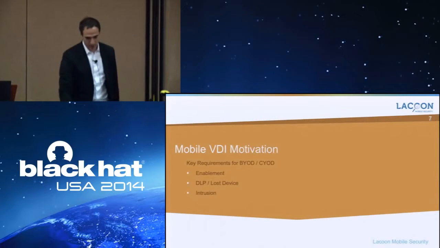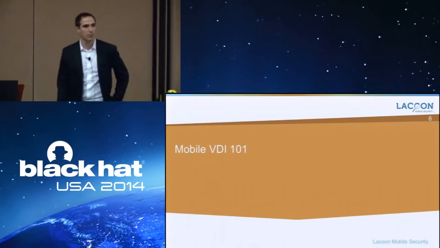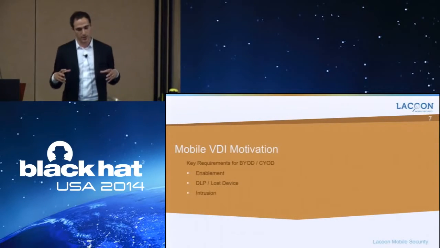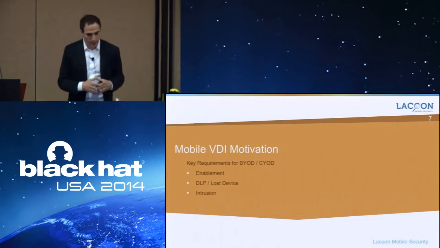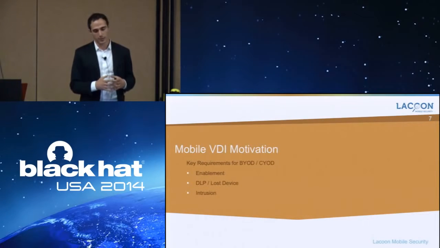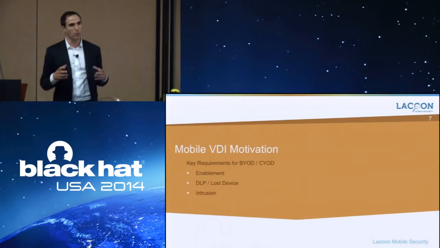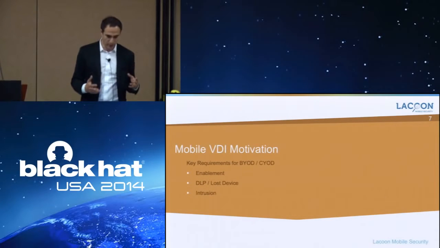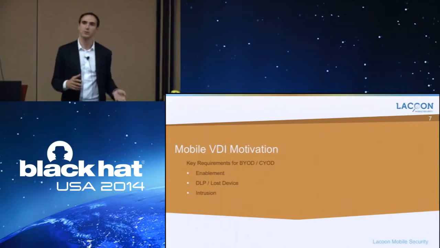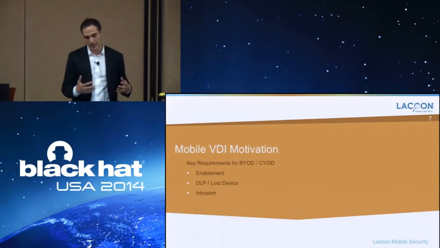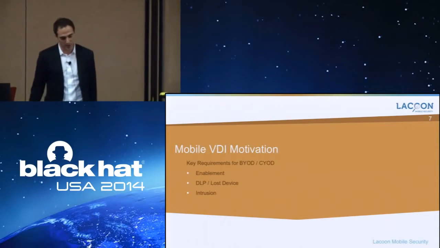So let's start with a quick recap about mobile VDIs. Before we start to understand what value VDIs are bringing, we first need to understand what enterprises are usually looking for when they do bring your own device or choose your own device in their mobile initiatives. So the first thing is enablement. Clearly, this is the first thing that you want to do. You want to enable your users to connect to the corporate resources. You want them to consume applications, and without that, you don't have a mobility initiative.